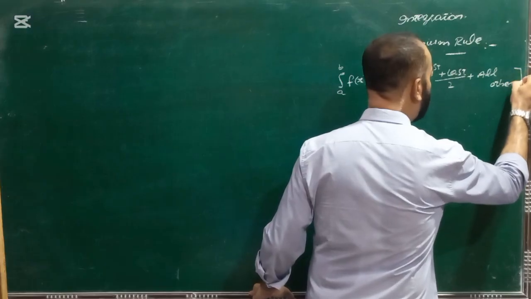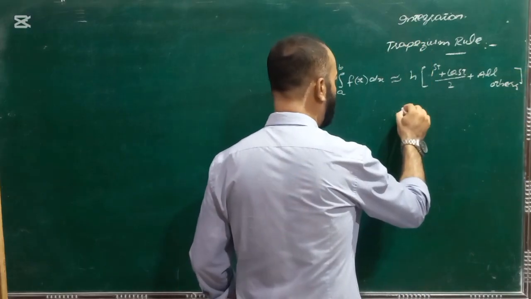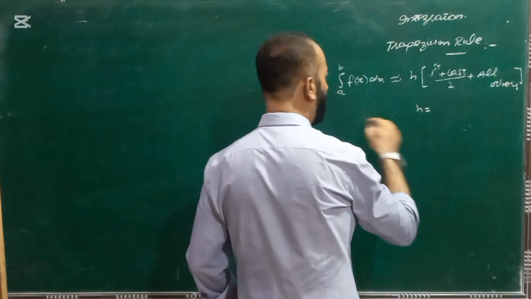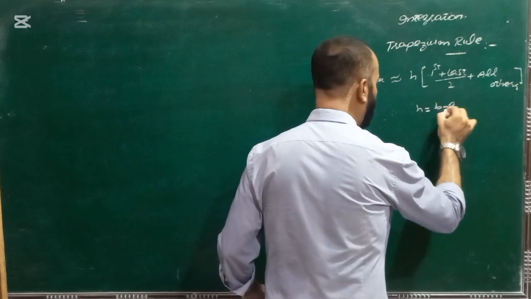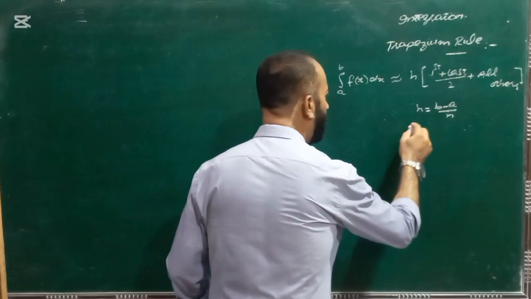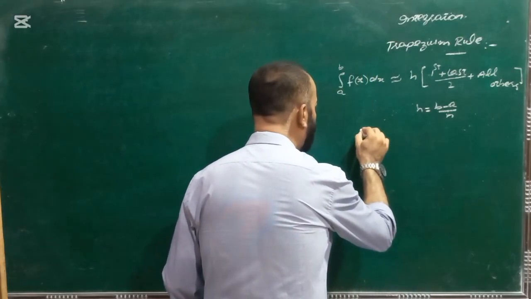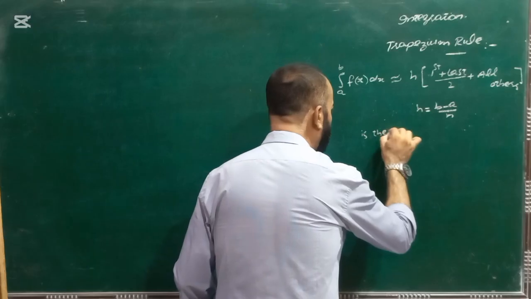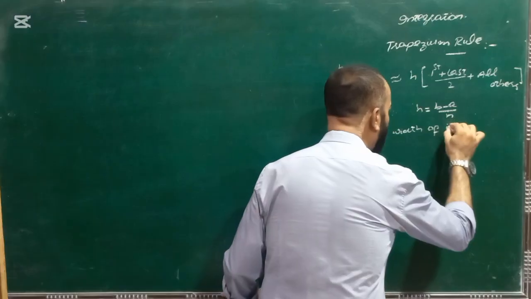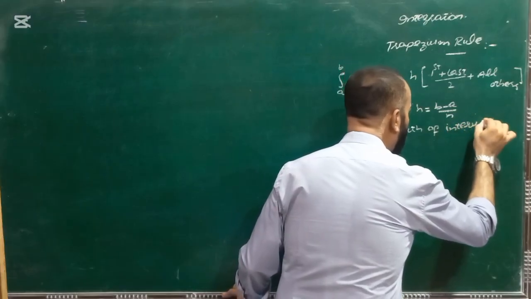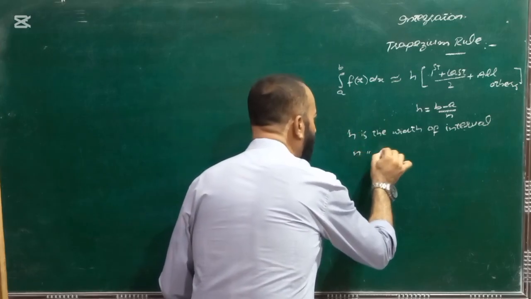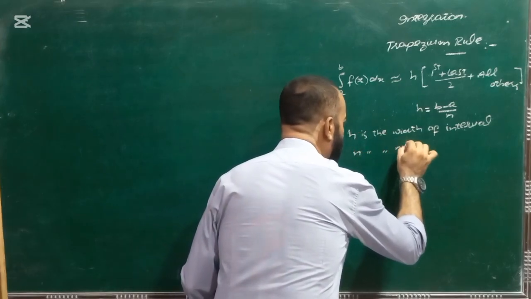So this is the trapezium rule, where h is equal to b minus a, upper minus lower, divided by n, and h is the width of interval, and n is the number of intervals.